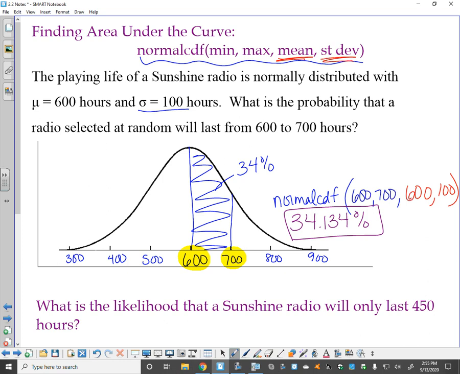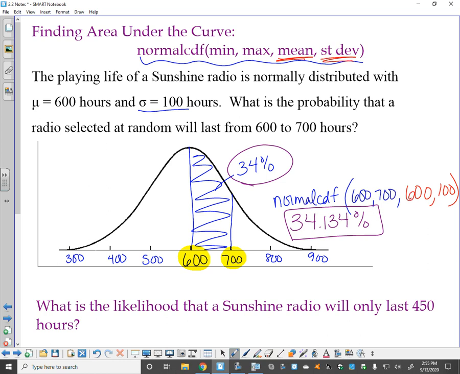That is exact. Now notice our 68, 95, 99.7 rule. It's a general rule. It's an approximation. So look how close it is. If we use that rule, we get 34%. If we use our calculator and go exact, we get 34.134%. So you're just going to need to make sure that you read the question very carefully. If I ask you to give me the probability using the rules and not using your calculator, then I would want the 34%. But if I ask you to be exact, then you're going to do the normal CDF.